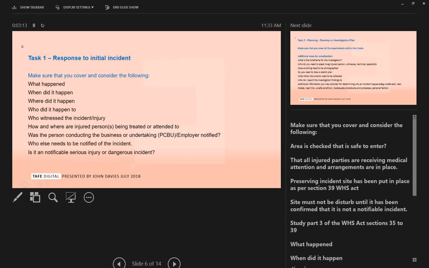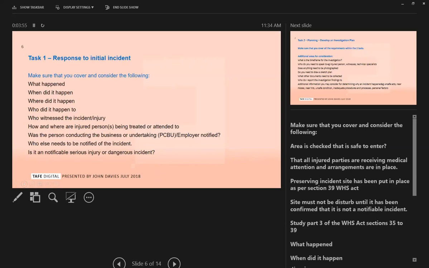Responding to the initial incident. Make sure that you cover and consider the following areas to be checked: that it's safe to enter, that all injured parties are receiving medical attention and arrangements are in place. Preserve the incident site as per Section 39 of the Act. The site must not be disturbed until it has been confirmed it's not a notifiable incident. Study Part 3 of the WHS Act, Sections 35 to 39.